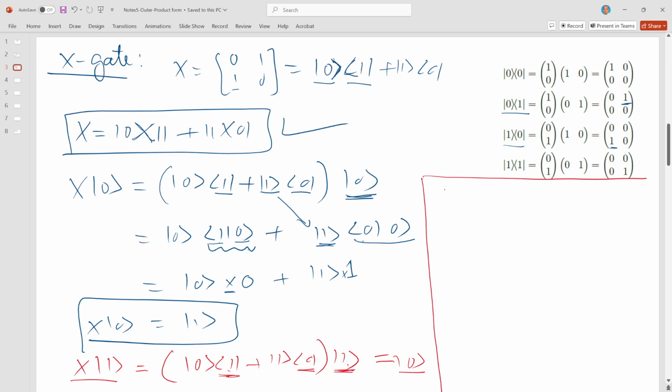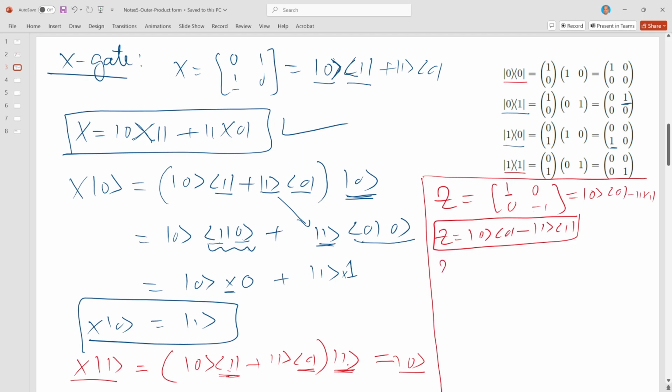Let's take another example. Suppose I have a Z gate which was [1 0; 0 -1]. So this should be, because this is 1, so this corresponds to this form, and this is -1, so this corresponds to this, so -1 into |1><1|. So our Z operator can be written as like this.